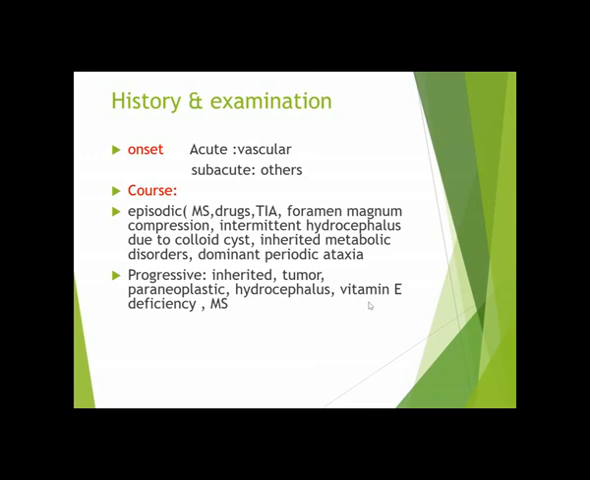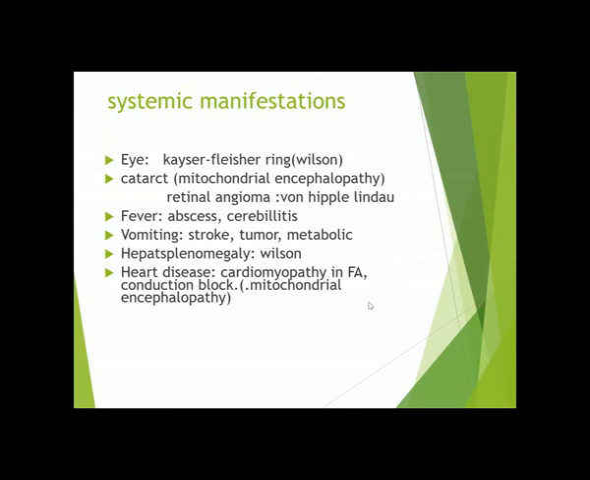In the systemic manifestations, for example in the eyes, if you get a Kayser-Fleischer ring, that is a greenish brown deposition at the limbus, that is suggestive of Wilson's disease. If you find cataract, think about mitochondrial encephalopathies, or if the patient has fever, think about abscess or cerebellitis. If the patient has vomiting, it can be a manifestation of hemorrhage, a tumor, or raised ICP. It can be infections, even some metabolic disorders like amino aciduria. When there is hepatosplenomegaly, think about Wilson's.